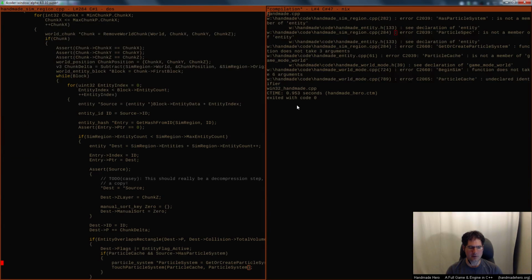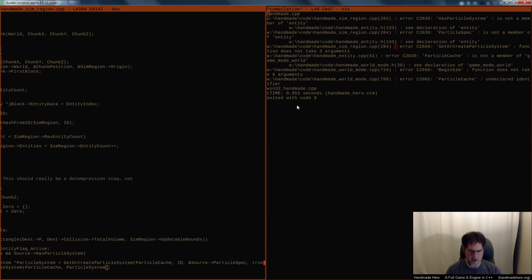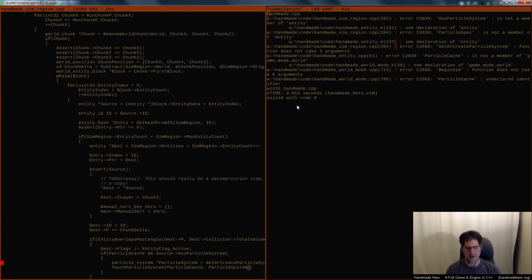So I think now we're just down to the entity storage stuff, I would suspect. It looks like function does not take 3 arguments. That's just because the particle cache isn't there, or what is the problem there? Particle spec, right. So we need to get particle spec in there. Particle cache is not a member of game mode world. So we just now are down to just the bookkeeping.